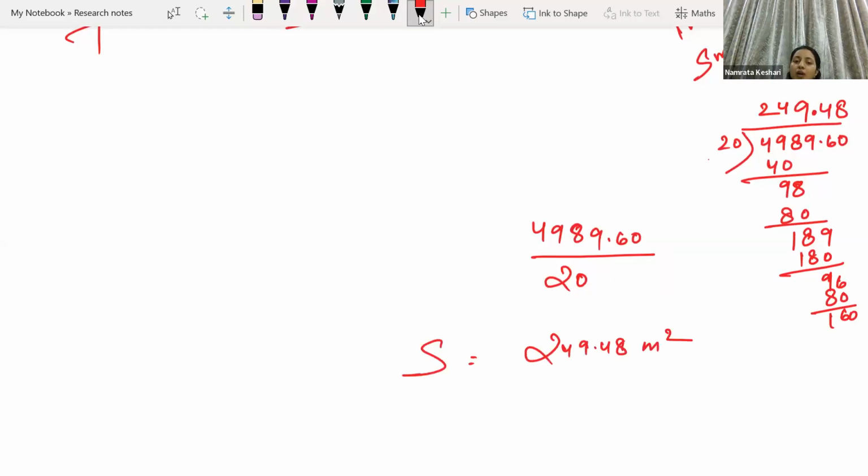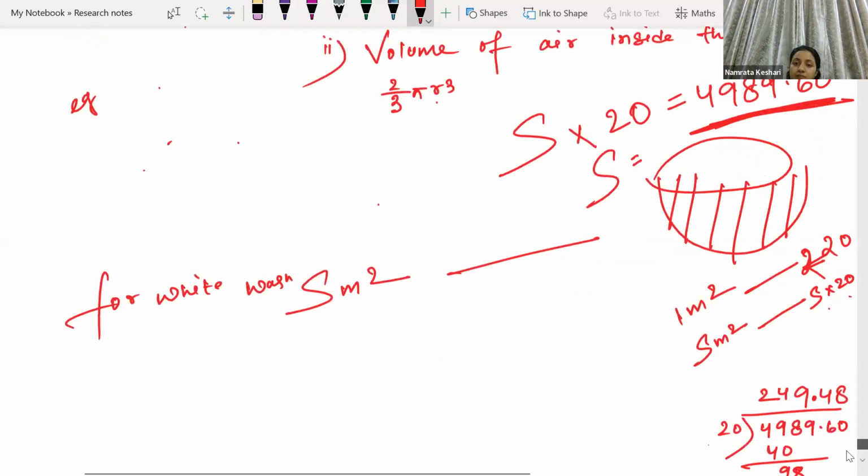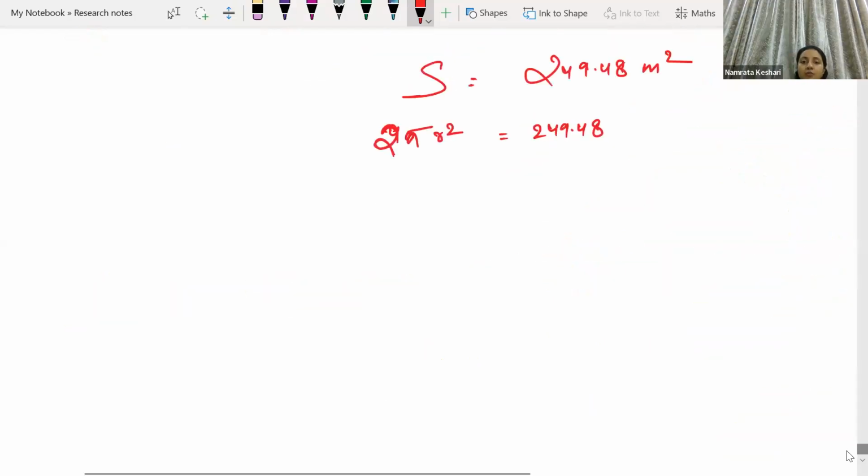Now with the help of the S value, you can find r. Hemisphere we are talking about, so be careful: 2 pi r square is equal to 249.48. From here we'll get r square equal to 249.48 by 2 pi. You can substitute 22 by 7 for pi over here, and from here you will be able to find the r value.